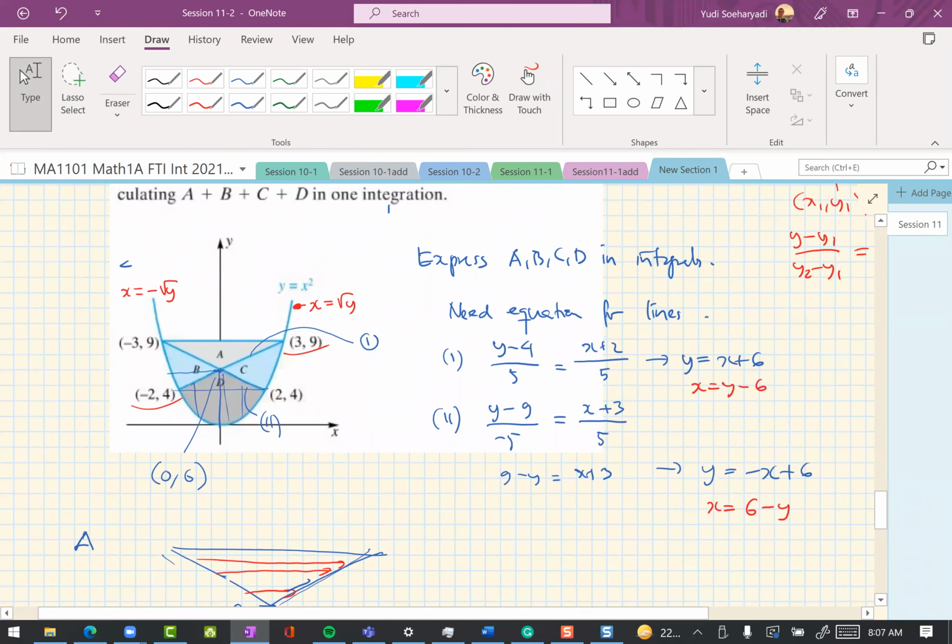All right, so let's take a break for 5 minutes, and then let's continue with the other stuff, computing volumes.